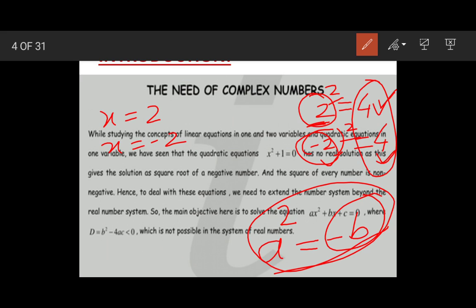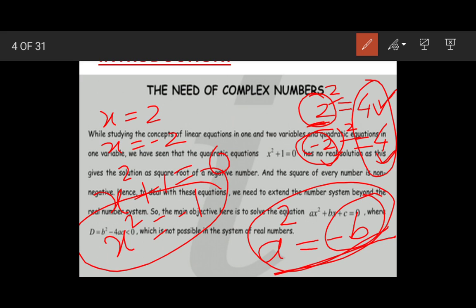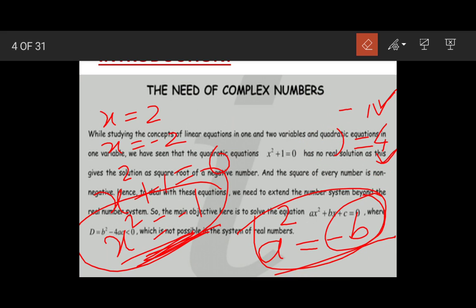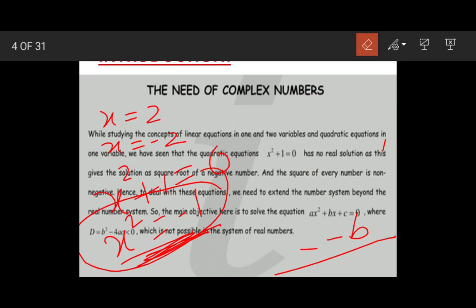But in real life, in most situations, you will get this. You will get an equation like x square plus 1 equal to 0, and that means x square is equal to minus 1. So square is equal to a negative number. In actual situations we are getting this equation, but in mathematical terms this is impossible. We can't get the value for x. So to solve such a sum, we have the concept of complex number.